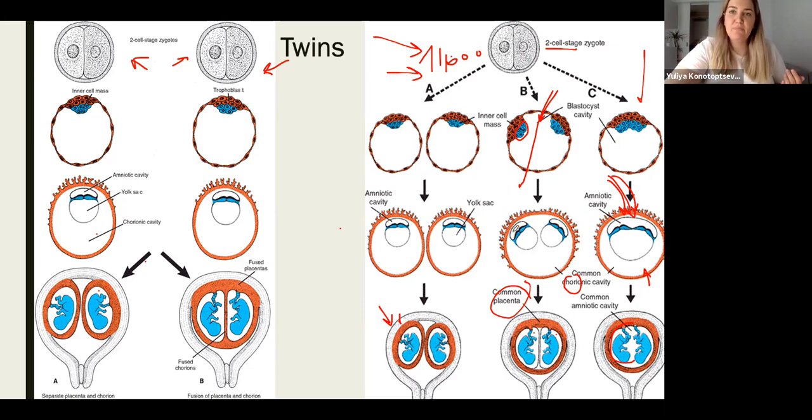So quick recap, monozygotic twins arise from one zygote, one cell. This cell can split into 2 at different stages. The earliest one, 2-cell stage. Middle, blastocyst stage. Instead of 1 inner cell mass, you have 2. Latest, gastrulation. Is it clear what do they share and what do they not?